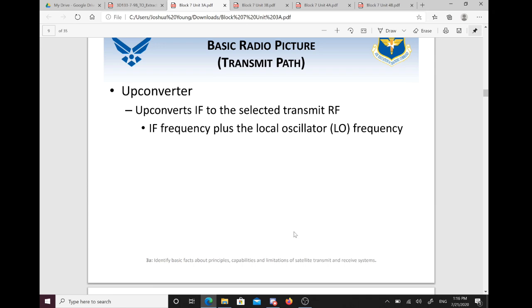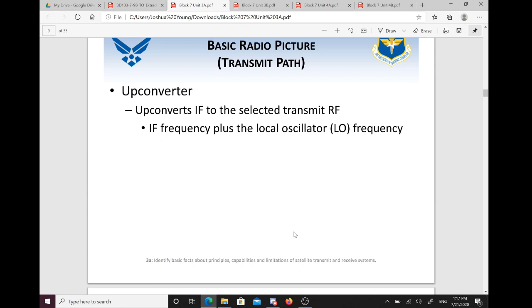So your IF frequency, which is typically resonating at around 70 megahertz IF, will come into your upconverter, and then what happens is there's a local oscillator frequency that is input into a sum mixer. I'm sure y'all have probably heard of that, like from block 2, you had your sum mixer and your difference mixers. But your sum mixer will then combine the local oscillator frequency with the IF frequency to generate the RF out.